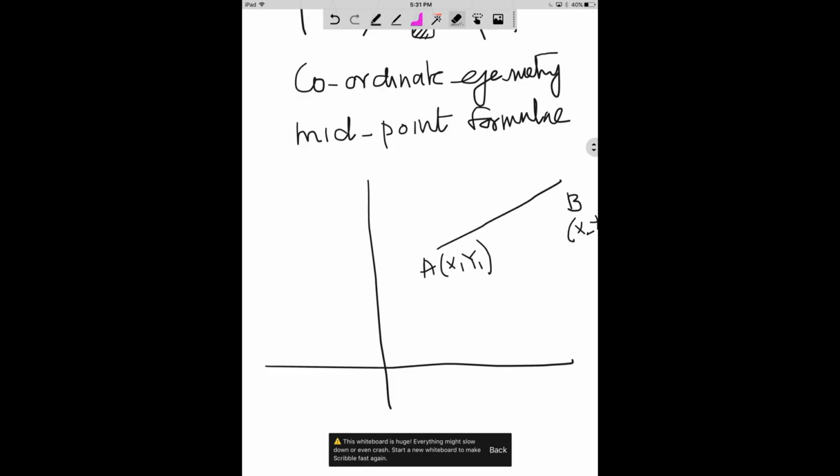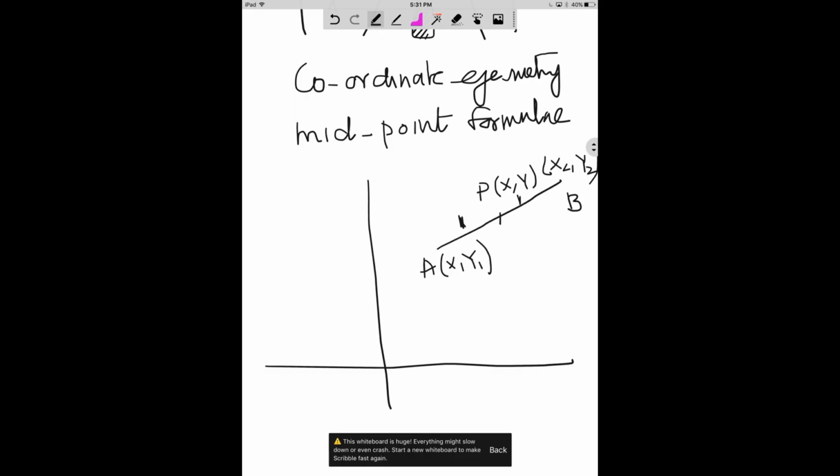Let the midpoint in between A and B, let the midpoint of AB be P, that is (x, y). We are going to find out x and y.